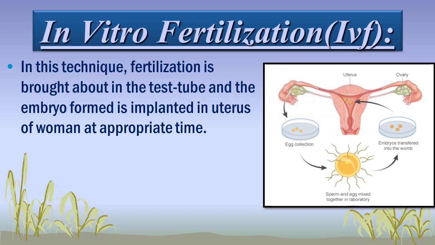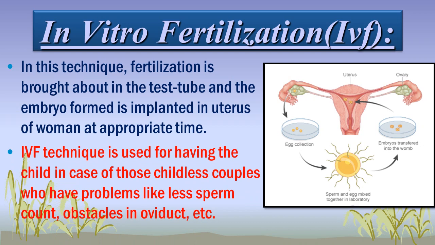That means the fertilization is done in the test tube, where an egg is removed from the woman's ovary and then fertilized by the sperm in the laboratory. So this is done in the test tube. Okay, and the embryo formed is implanted in the uterus of a woman at an appropriate time. The IVF technique is used for having a child in case of those childless couples who have problems like low sperm count and an obstacle in the oviduct.